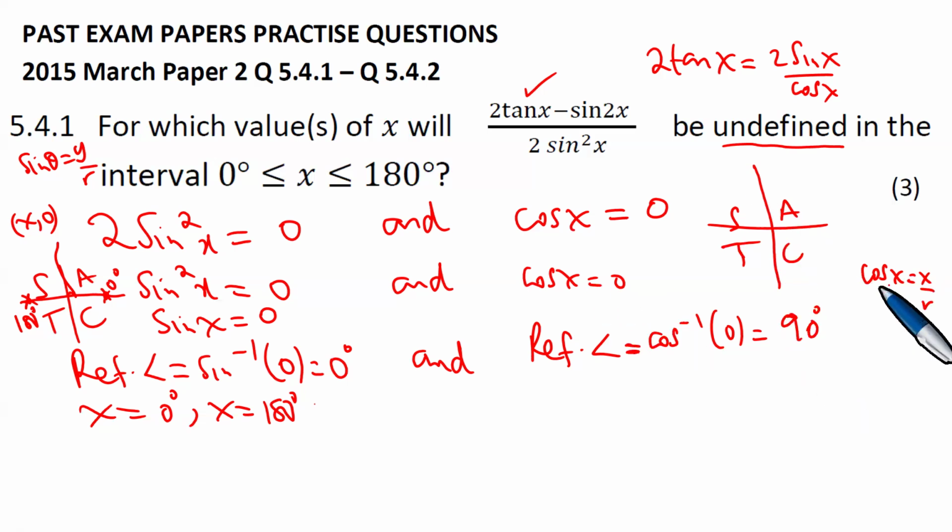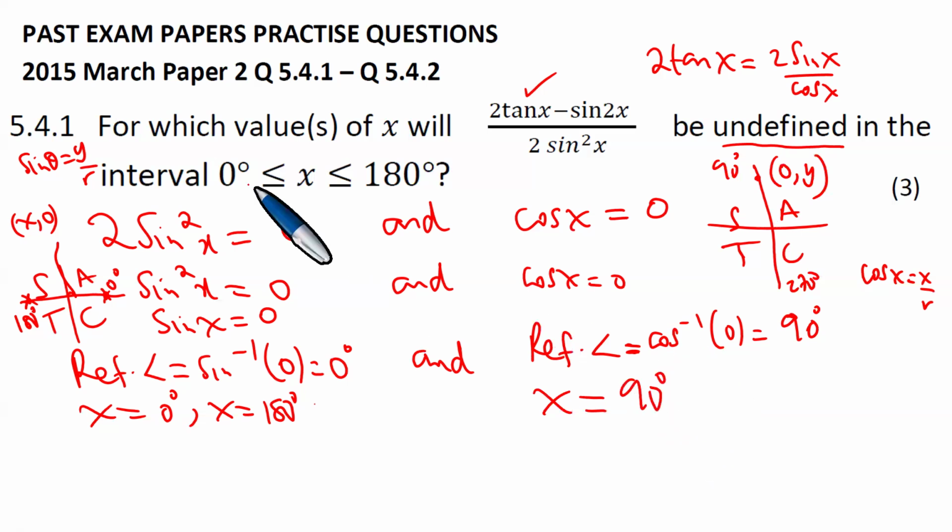The cosine is 0 because cosine is x over r, adjacent over hypotenuse. For any point on the y-axis, x is 0 and y is whatever. So the cosine is 0 everywhere on the y-axis. It's 0 at 90 degrees, and it's also 0 here at 270 degrees. So it is the case when x equals exactly 90 degrees. We remember we're looking between these two, but it is also 0 at 270 degrees.